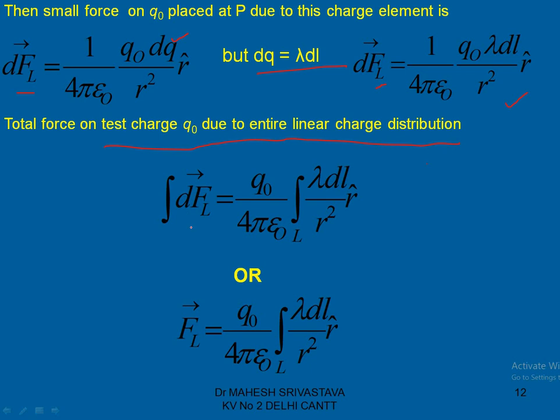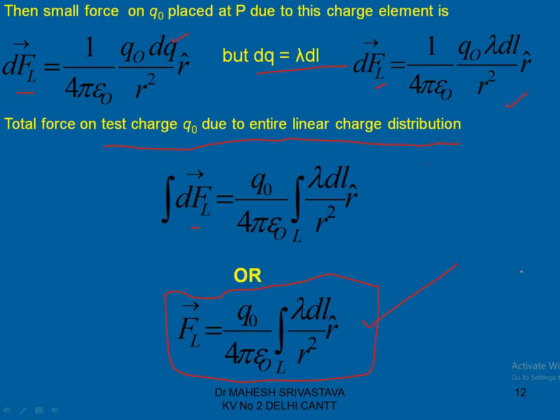So the line integral of dF_L vector equals q naught upon 4 pi epsilon naught line integral lambda dl upon r square r cap. That expression can also be written as F_L vector equals q naught upon 4 pi epsilon naught line integral lambda dl upon r square r cap. So this is the total force acting on the test charge due to the entire linear charge distribution.